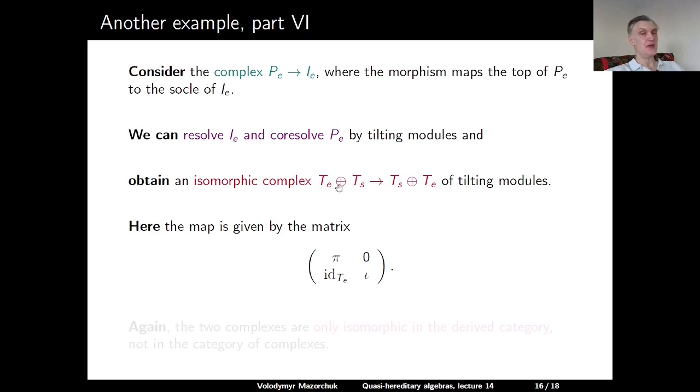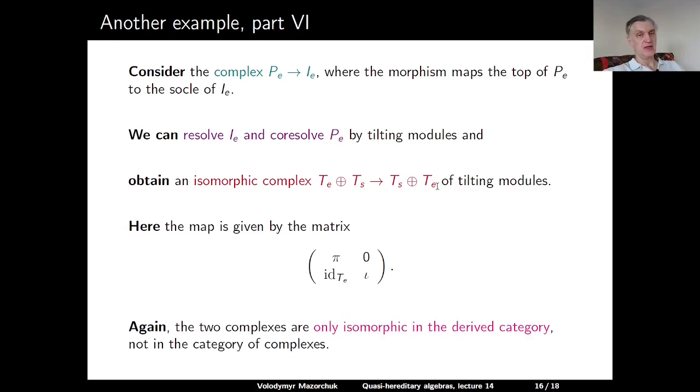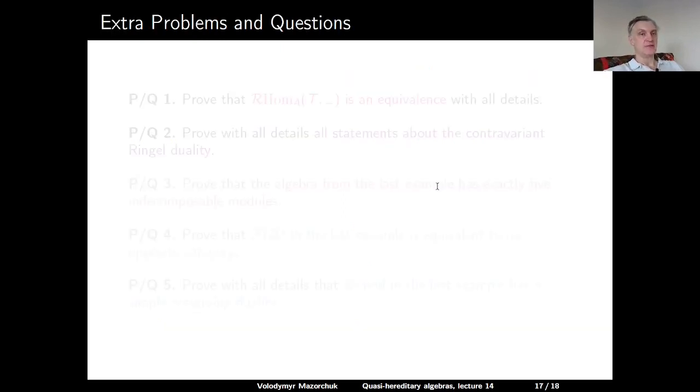So in particular, we have here that the map from the Te component here to the Te component here is the identity map, which means that the corresponding trivial complex will simply split off as a direct summand, so we can kill it in the homotopy category. And again, we see that the two complexes are only isomorphic in the derived category and not in the category of complexes. Some extra problems and questions at the end.